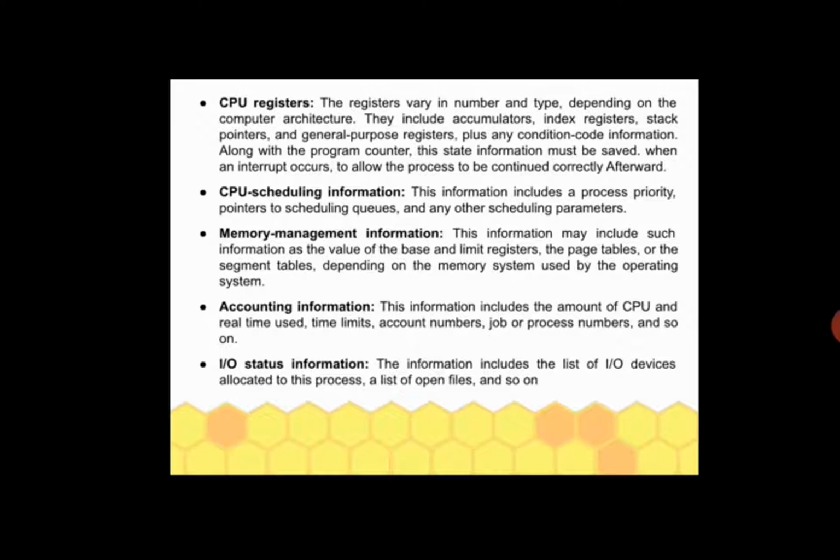Now accounting information: this information includes the amount of CPU and real time used, time limits, account numbers, job or process numbers, and so on. So ultimately accounting information means almost all the information required for that particular process: how much time it may take, what it has to do, and what is the number of it. Next, the process number, job number, or ID number, or account numbers. Account number is not about bank accounts, it is about the process. Okay.